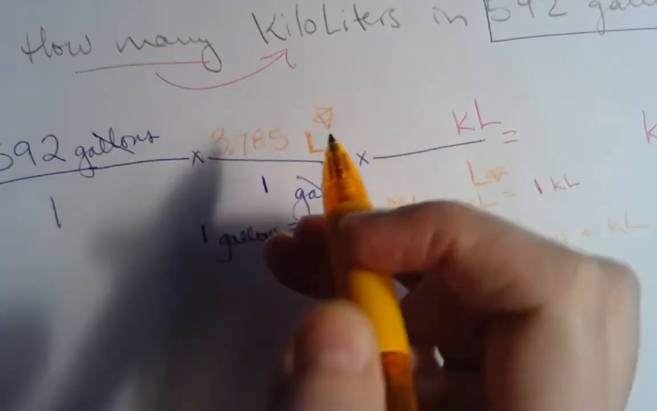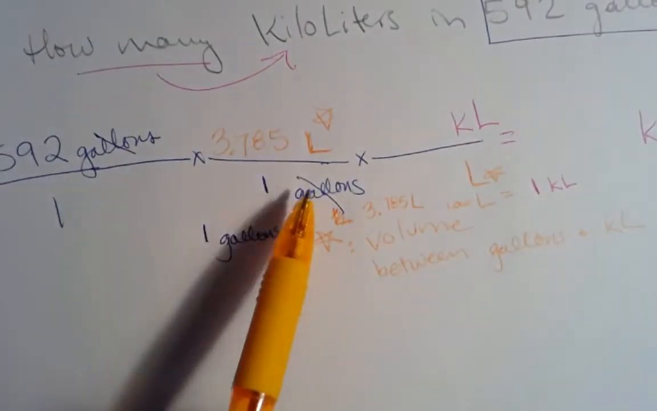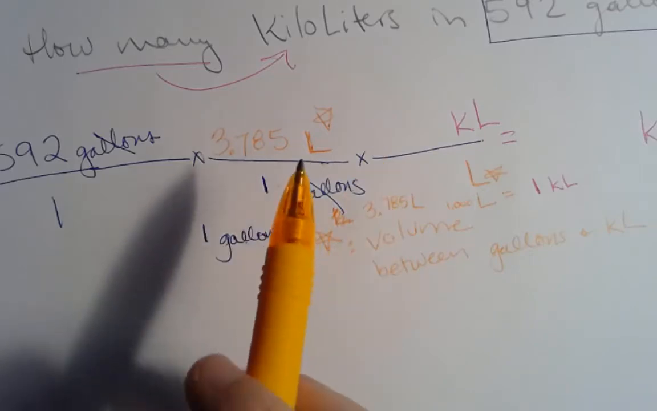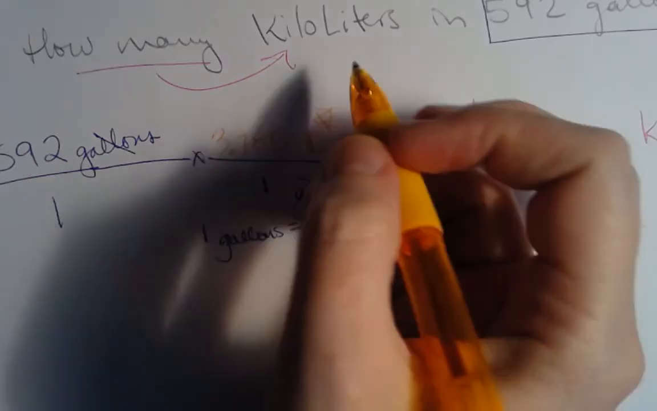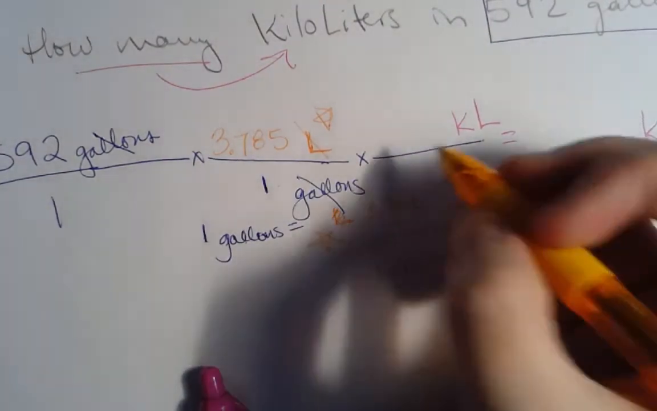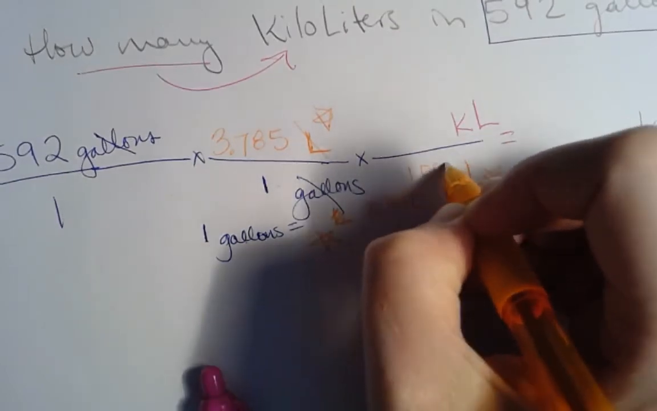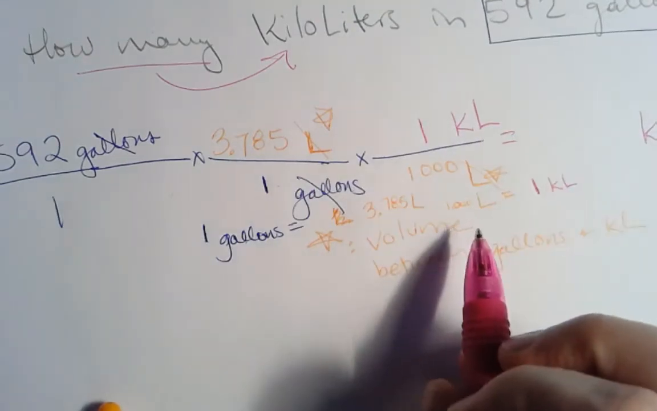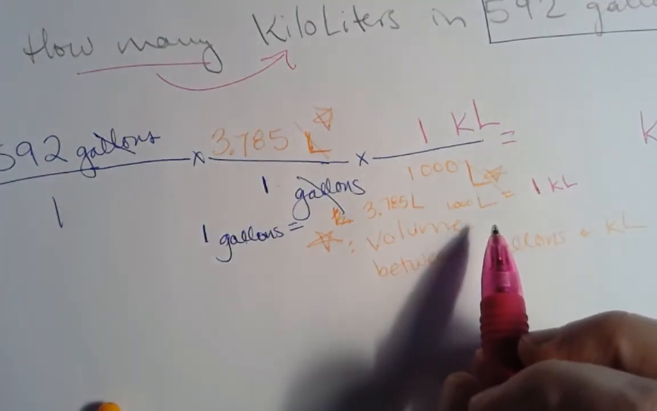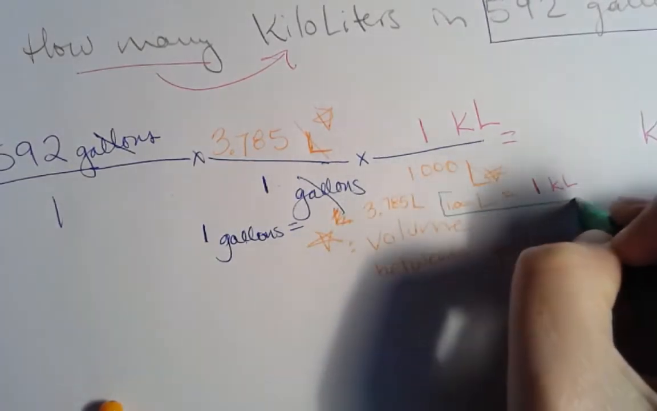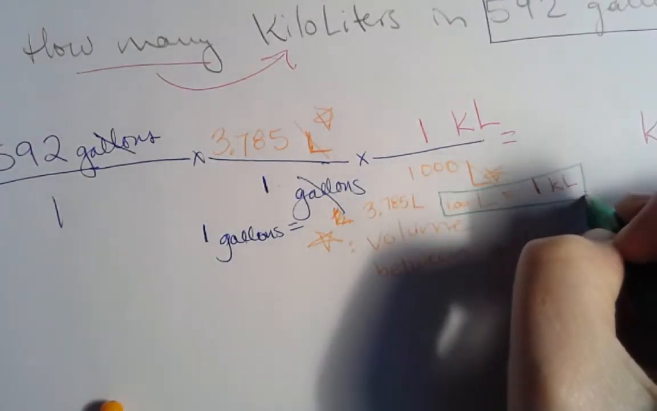3.785 liters equals 1 gallon. So this is just 1. We just wrote an equality like that. Canceled out the gallons. Now we're going to cancel out the liters because we're not done. We want kiloliters. So in this sentence here, we've got 1,000 liters equals 1 kiloliter. And the numbers just follow the units once we've got, this got a little hard to read. Here are our conversion factors.